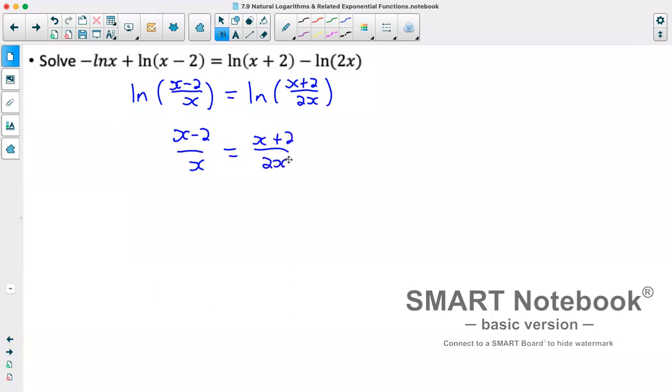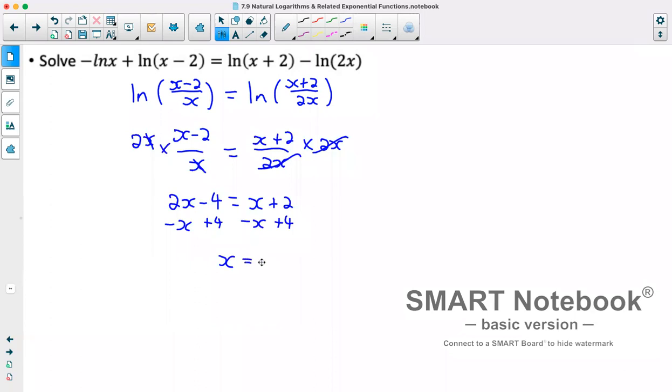First thing, I will multiply both sides by something that will get rid of the denominator on both sides. So I'll multiply both sides by 2x. On this first side, these x's cancel out, so we've got 2 times x is 2x, and 2 times negative 2 is negative 4. On this side, this 2x cancels out entirely with that 2x, so we get x plus 2. At this point, I would move this x to this side, and I'll move the 4 to the other side. So that gives us x is equal to 6.